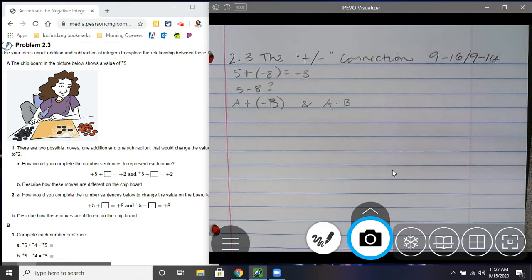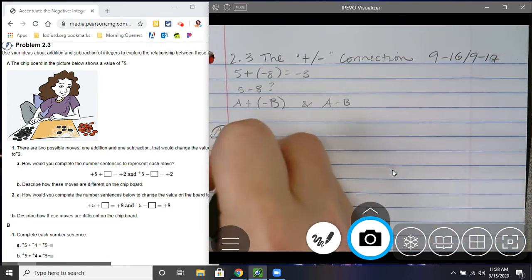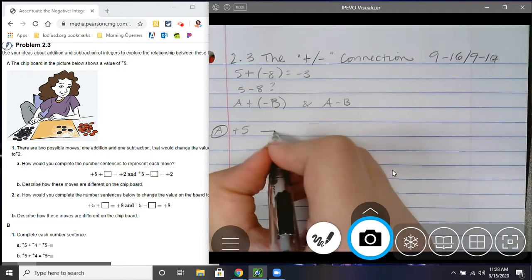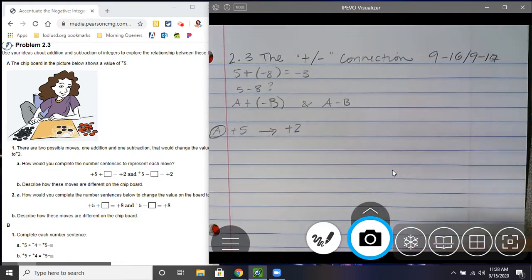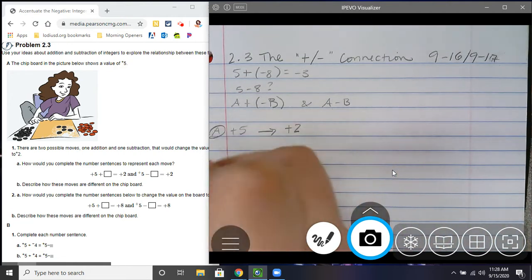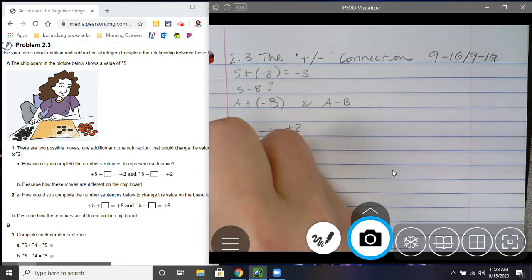It says use your ideas about addition and subtraction of integers to explore the relationship between these two operations. So, part A. The chipboard in the picture below shows a value of +5. There are two possible moves, one addition and one subtraction, that would change the value on the board to +2. How would you complete the number sentences to represent each move? So this is 1A.